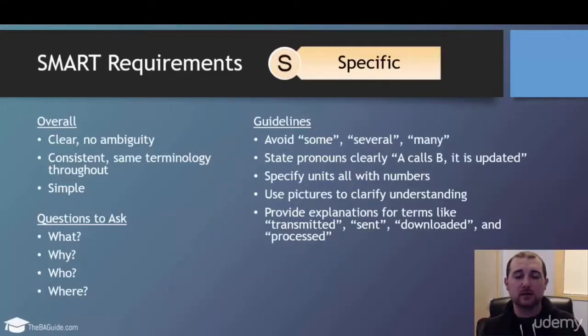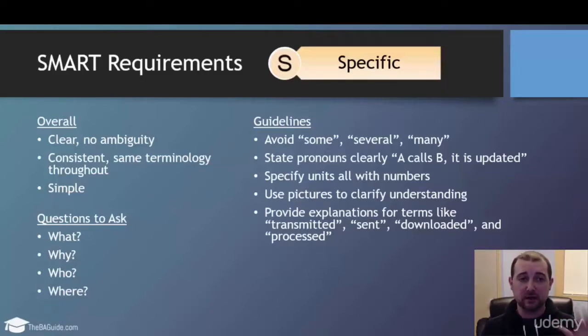In all of these breakdowns, I have three sections. One is an overall. That's just some details about what it means. Also, what questions to ask. How can you drive out and what questions can you ask yourself to validate that this specific characteristic is being met by your requirement? And then some other guidelines as well.